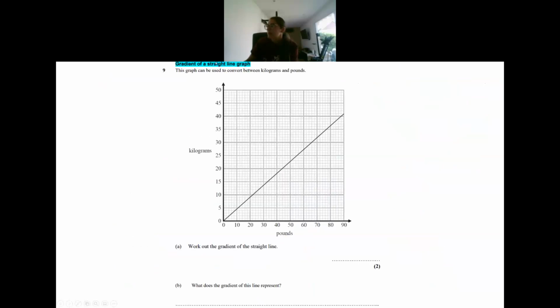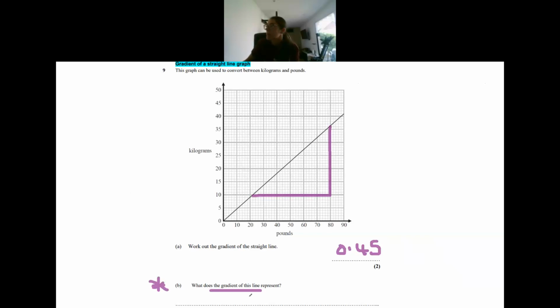Gradient of a straight line, rise over run. So draw your triangle wherever best you can. So we do the rise, find out the change in the y divided by the run. I think you get 0.45 when you do this, just because I did it yesterday. But what I wanted to focus on is, what does the gradient represent?